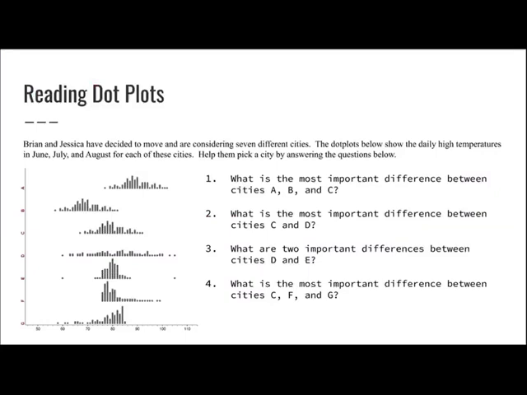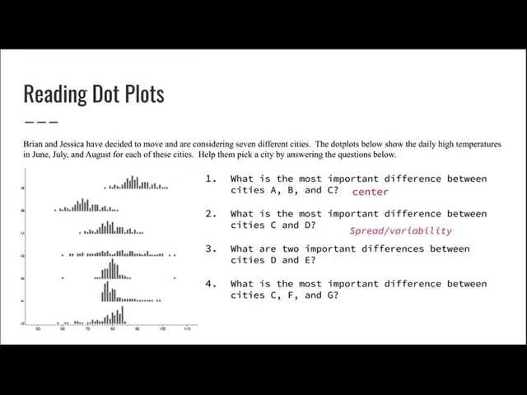So number 1, what is the most important difference between cities A, B, and C? If you look at these, they're all a little bit different in the middle. We're looking at their center. Number 2, what is the most important difference between cities C and D? Well, just looking at C and D, D looks a lot more spread out, doesn't it? So it's the spread, the variability.